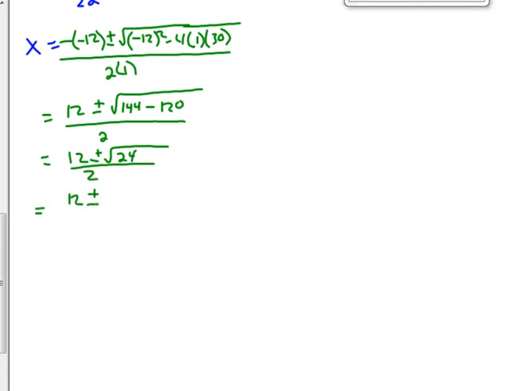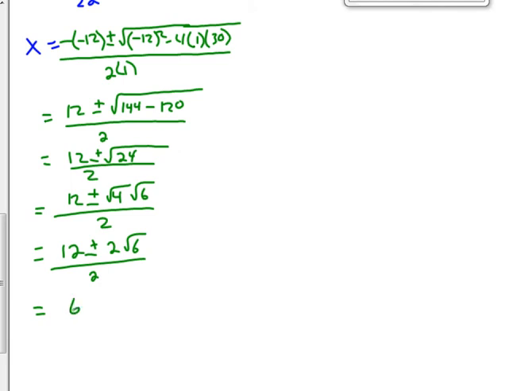That square root of 24, I can break that down into the square root of 4 times the square root of 6. The square root of 4 is 2. Now I have a fraction that all of these parts can be divided by 2, so 12 divided by 2 is 6. The 2 divided by 2 is 1. We do not divide the square root of 6 because the square root of 6 is inside the radical, not outside.